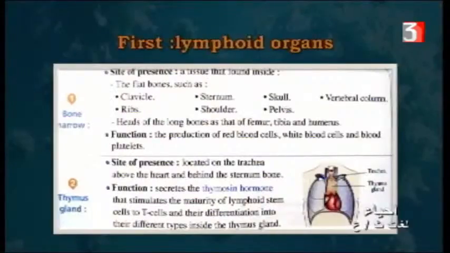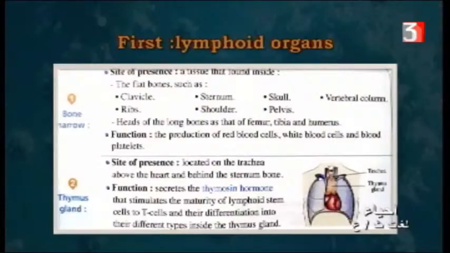First lymphoid organ. What is the bone marrow? Bone marrow, site of presence: found inside the bones. Okay, what are the bones inside the human? Bone of clavicle. Clavicle, we study it in the first year by describing the skeleton. Clavicle is a bone found in the neck.